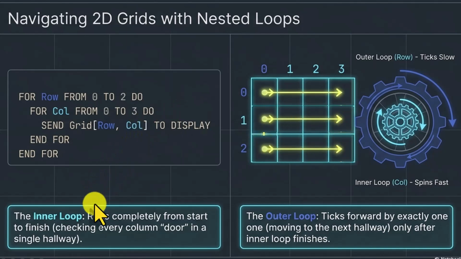So that's it. The inner loop runs completely from start to finish, checking every column in a single hallway. And the outer loop ticks forward by exactly 1, moving to the next hallway, or just to the next row, only after the inner loop finishes. So when the inner loop gets to the end, our outer loop moves to the next number. Then our inner loop again goes one by one through to the end, then our outer loop goes one row higher.